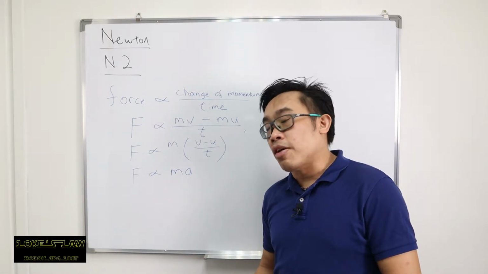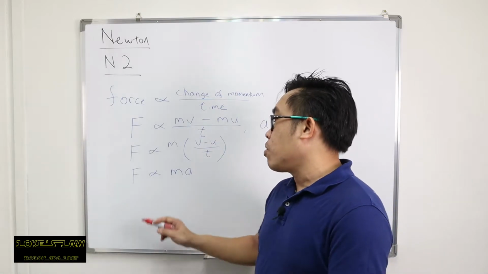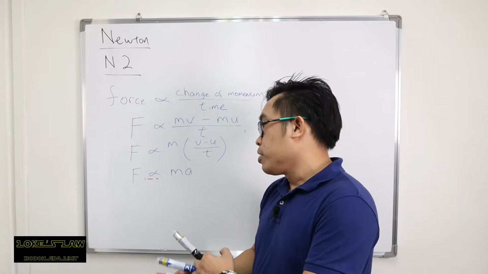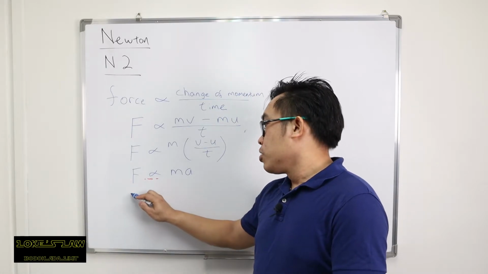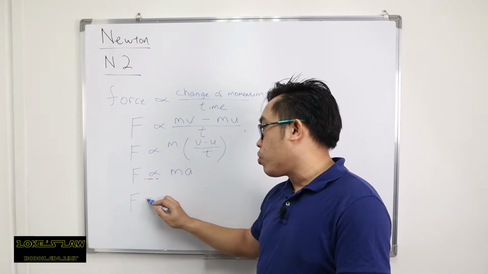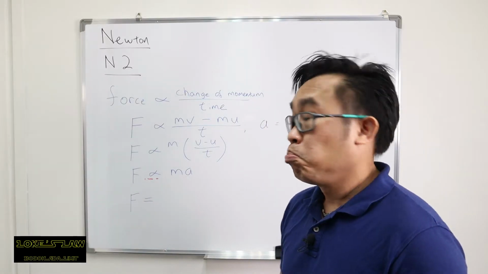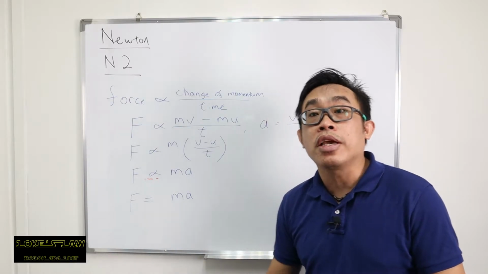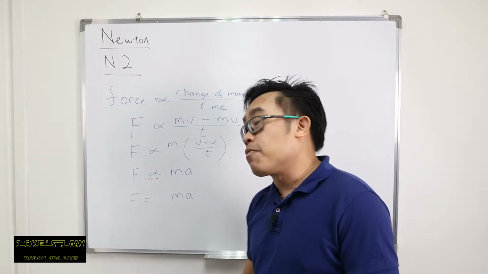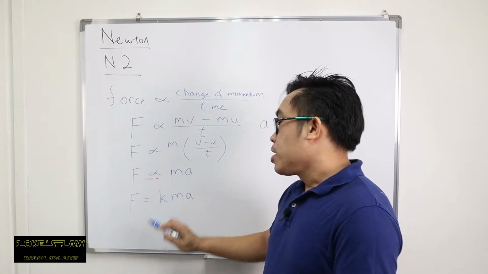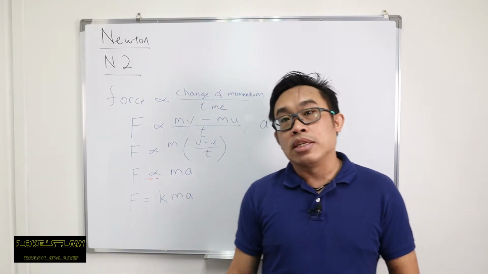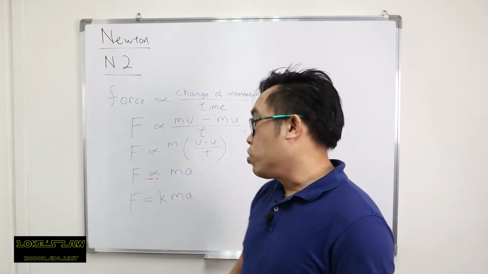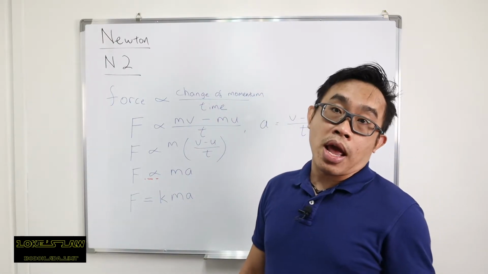What's the next thing you have to do? In order to convert a proportion into an equation, which is basically high school math, we just have to make it equal. To maintain the equation we originally had, we add something in front, which we call k. K is normally called a constant. So we add a constant in front of the ma to make it all work. F equals kma.